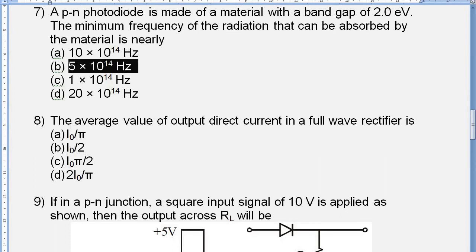So this is the answer. Number 8. The average value of output direct current in a full wave rectifier is: I0 by pi, I0 by 2, I0 pi by 2, 2I0 by pi.